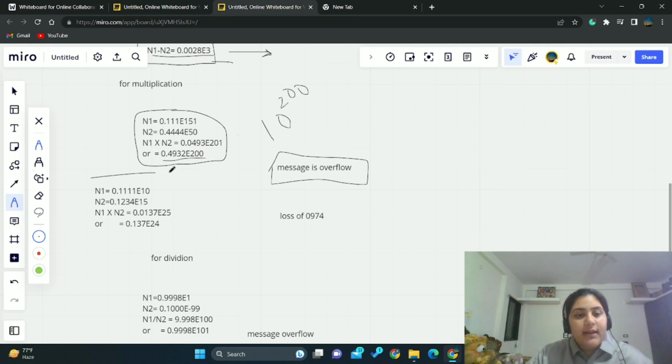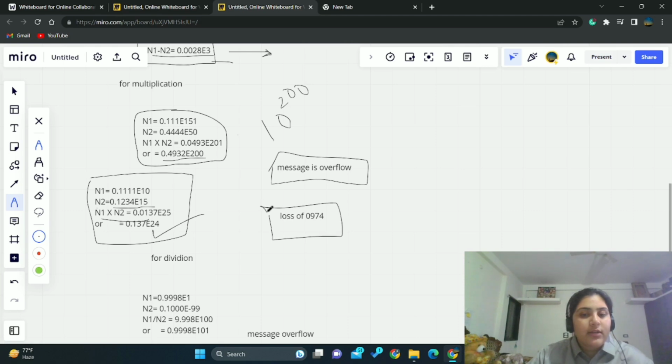Now comes another multiplication operation here. Here the multiplication operation on 0.1111 e10 and 2 equals 0.1234 e15, and we have to perform the multiplication operation on that, and the answer would be this. So it has created a loss of 0.974.